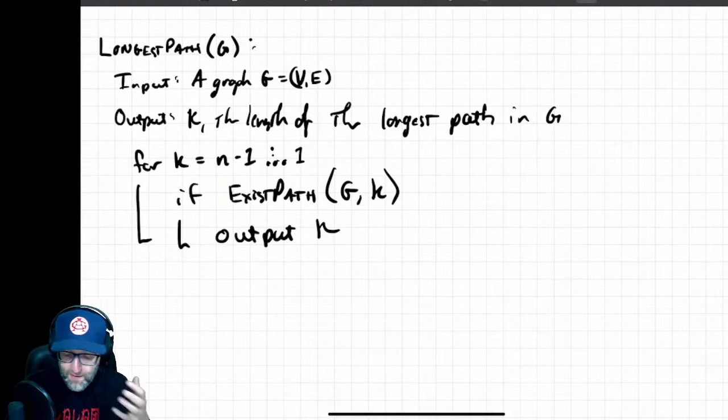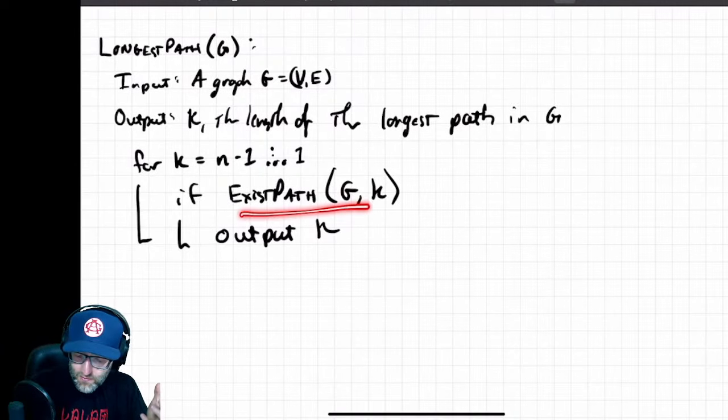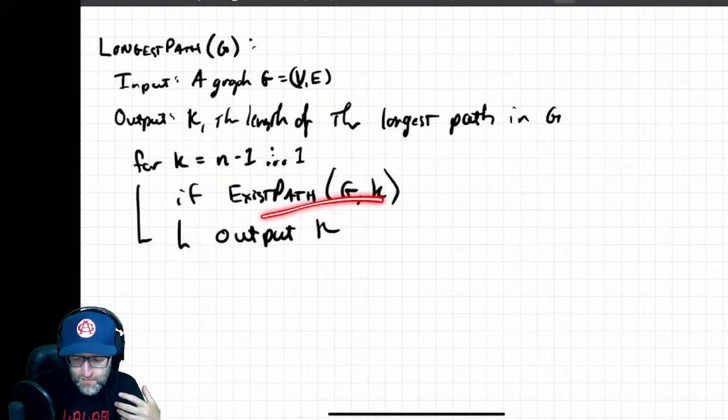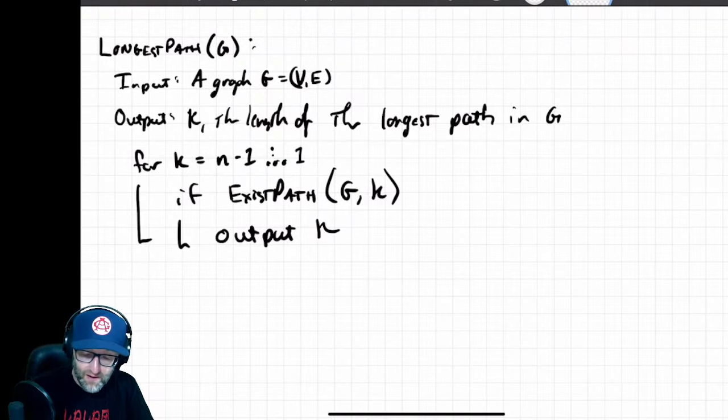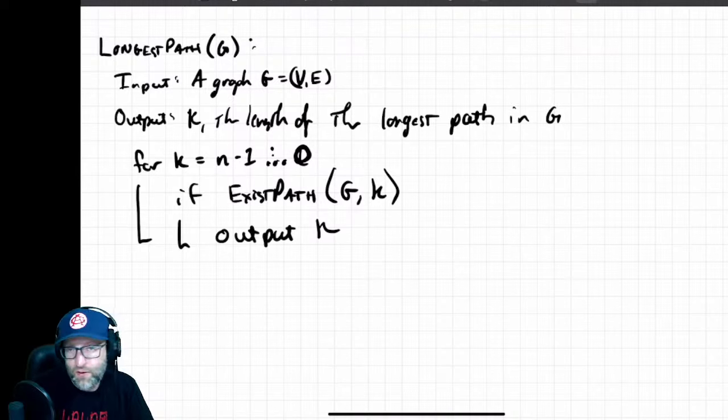Now again, if this says no, there does not exist a path of length n minus 1, that's fine. Then we go with n minus 2, n minus 3, n minus 4, n minus 5, until we output something. I don't need anything right here. Why? Because trivially there will be at least one path of length 1, unless the edge set is empty, in which case, fine, we'll go down to 0. And that outputs K, the longest path.